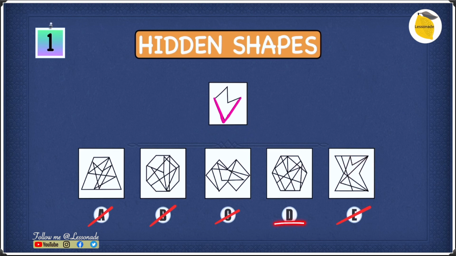So we're now left with D. Out of the 5 options we started with, we're now only left with D. So that means our answer to this question is going to be D.